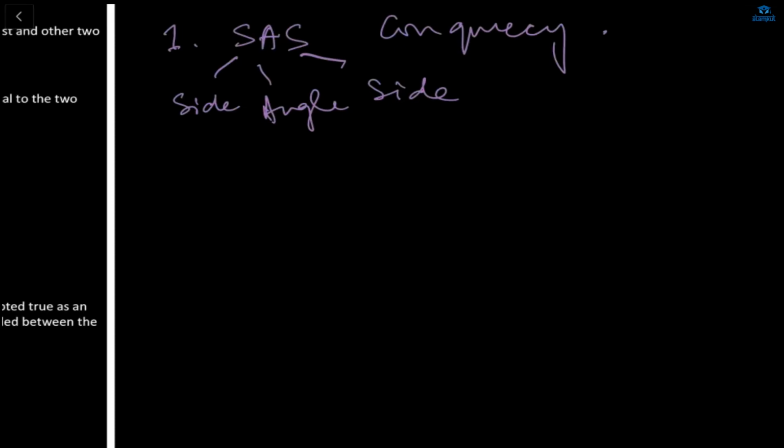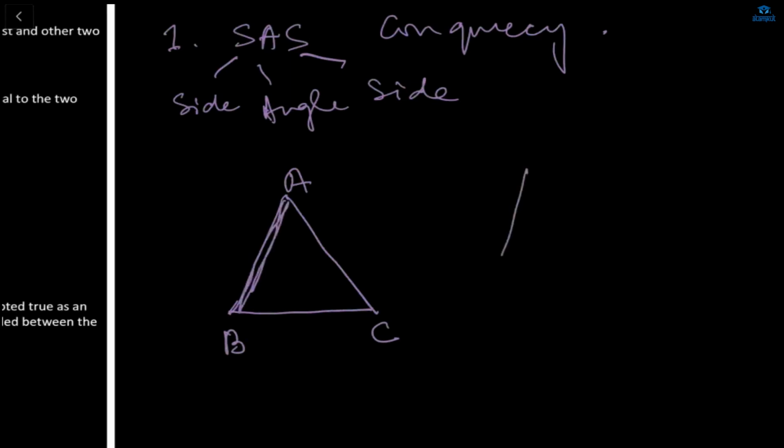Let me explain to you. Any angle you cannot use. Like it is A, B, C. If you are proving that AB... sorry, I will take 2 triangles, P, Q, R.